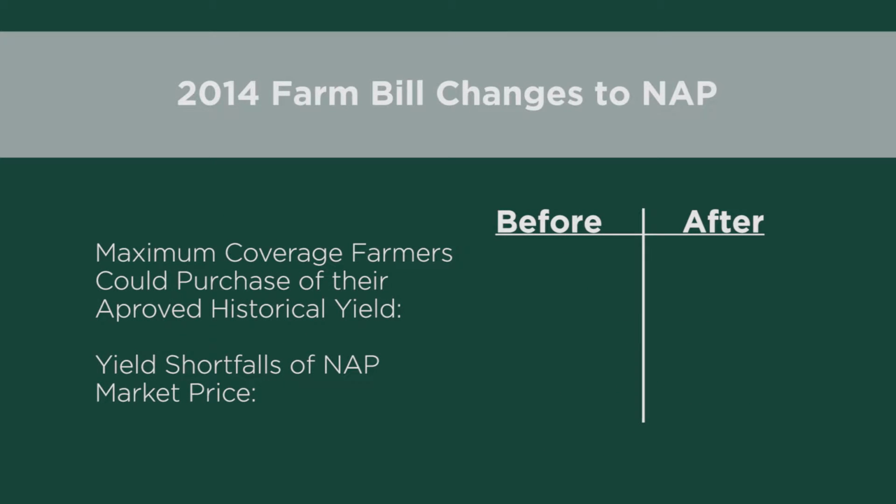The 2014 Farm Bill substantially changed NAP. Previously, the maximum coverage farmers could purchase was 50% of their approved historical yield, and shortfalls were paid at 55% of the NAP market price. Now, coverage can be purchased for up to 65% of approved historical yield, and yield shortfalls are paid for at 100% of the NAP market price. This is a major improvement in yield loss risk coverage.